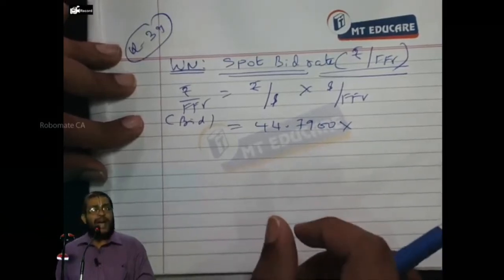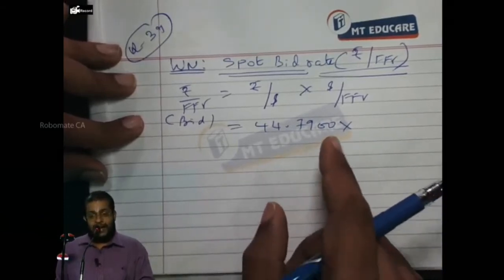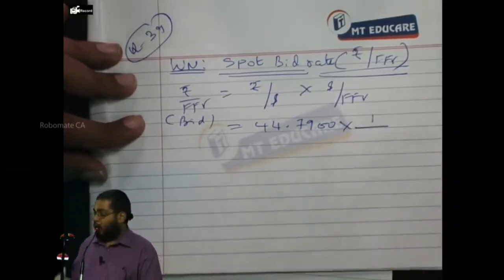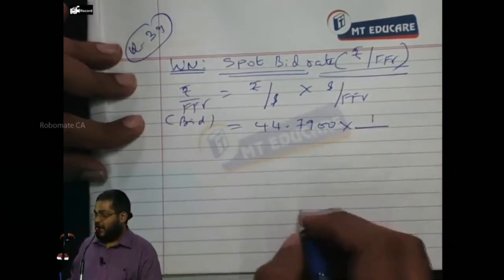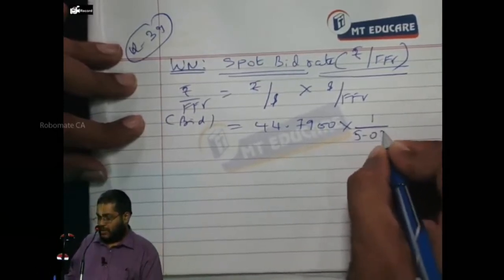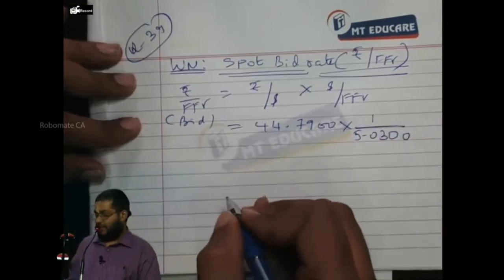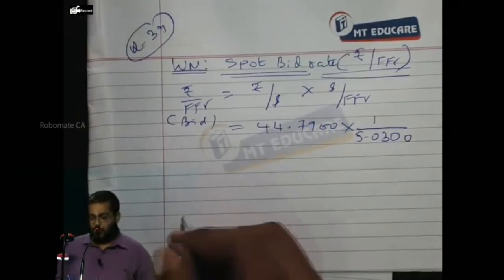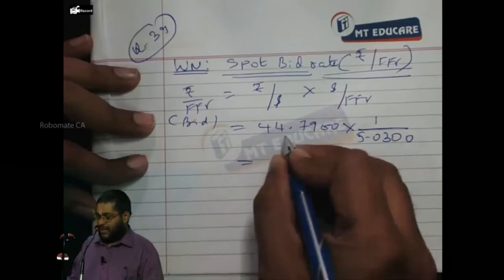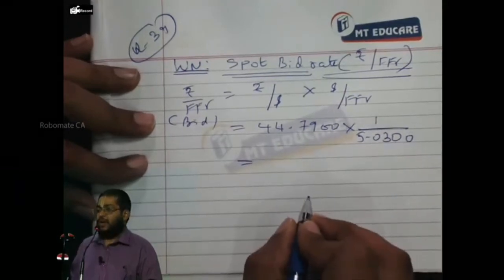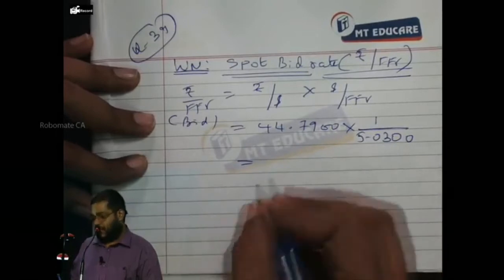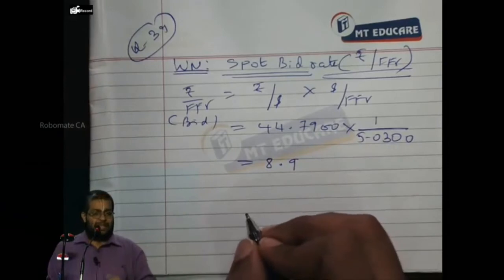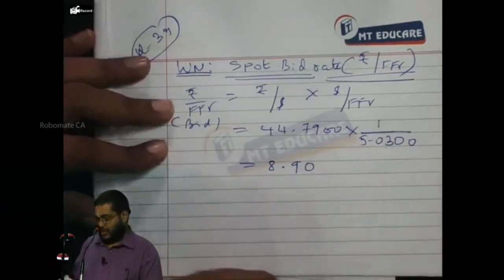How to find out direct quote bid rate? 1 by indirect quote offer rate. 1 by indirect quote offer rate into, tell me, what is the offer rate between dollar and French franc here? 5.0300. Respond yes or no? Now, if I multiply, tell me what the number is here. 44.79 into 1 by 5.0300. What number am I going to get? 8 point. You just round up to 2 decimals now. 8.90. Okay.